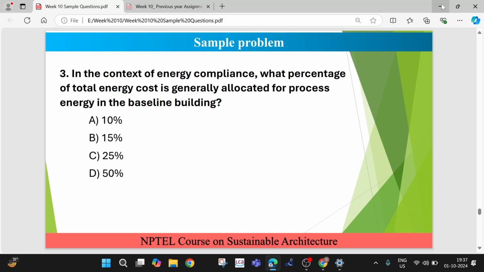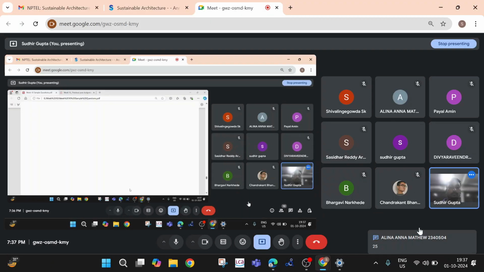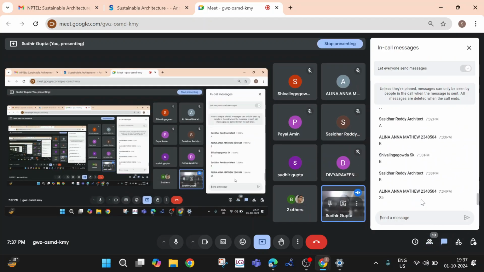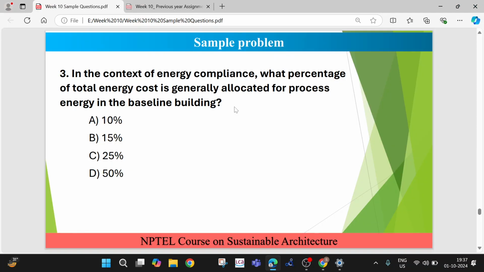Here's the next question, question number 3. In the context of energy compliance, what percentage of the total energy cost is generally allocated for process energy in the baseline building? Try to answer this question as well. So Elena is very fast everywhere. Let me take the answers of others as well and then open the question again.